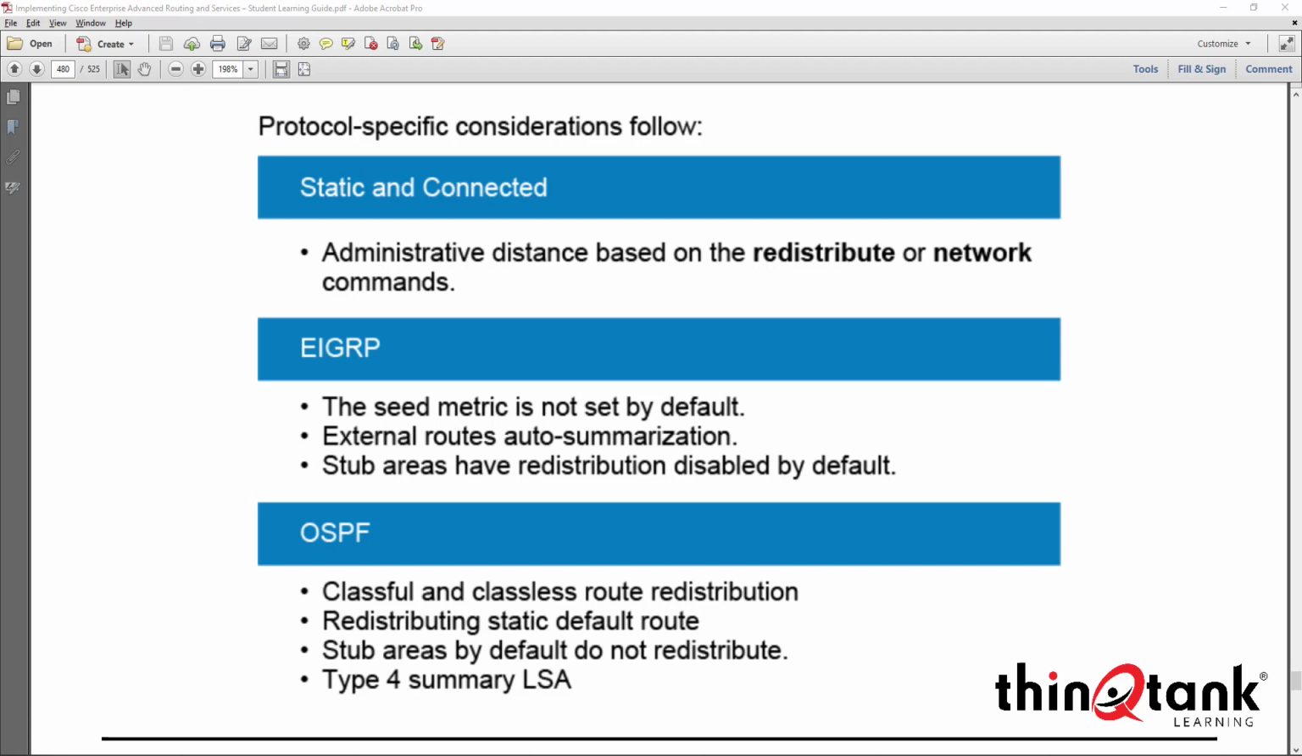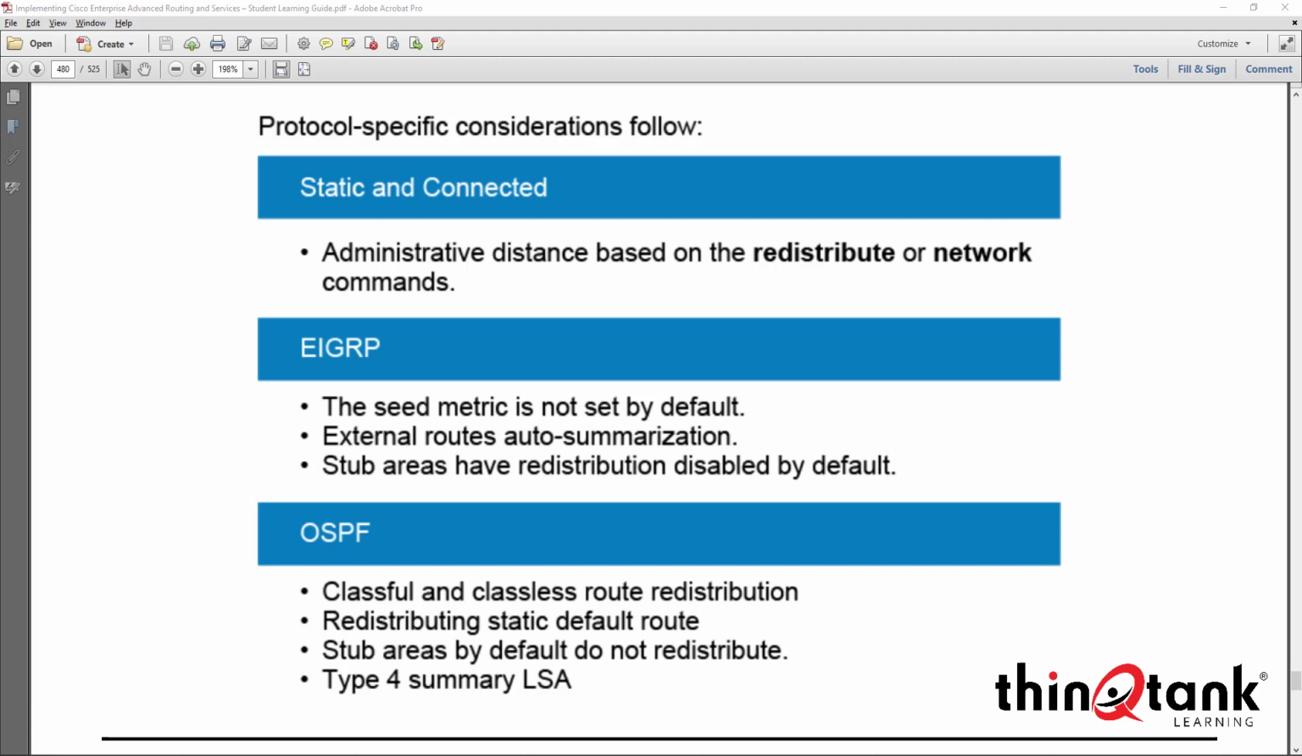With regard to BGP, even though it's not really listed here, if we're redistributing static and connected routes into BGP, it's very important that you apply filters. You don't want your BGP autonomous system number to act as a transit AS, especially if you have connections to multiple ISPs. So there are specific filters, and we'll see that in our BGP discussion, that you would apply in a redistribution process.